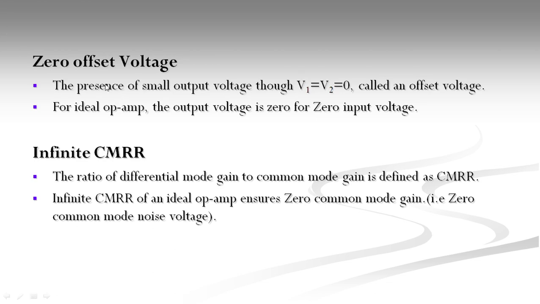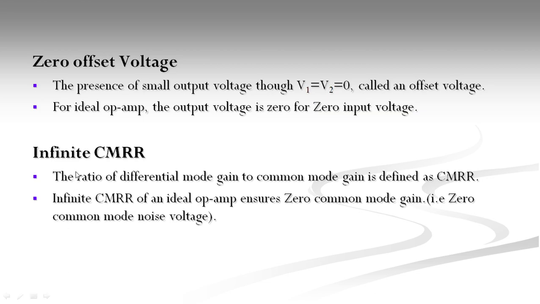And the next characteristic is zero offset voltage. As I already mentioned, an ideal op-amp will have an output voltage of 0 for zero input conditions. The presence of a small output voltage even though V1 is equal to V2 equal to 0 is called the offset voltage. For the ideal case, this offset voltage will be 0 for zero input condition, but practically that is not the case. Even if the input is equal to 0, you'll get some amount of offset error voltage at the output for a practical operational amplifier.